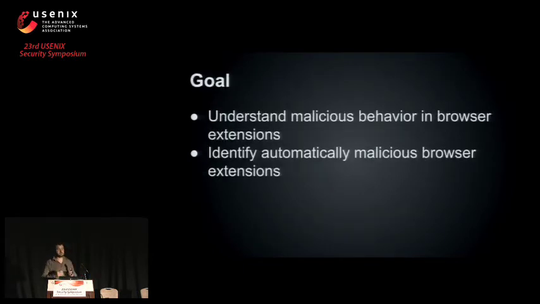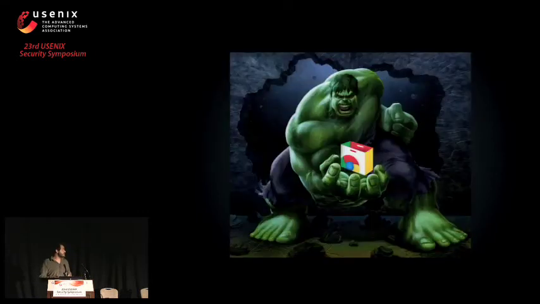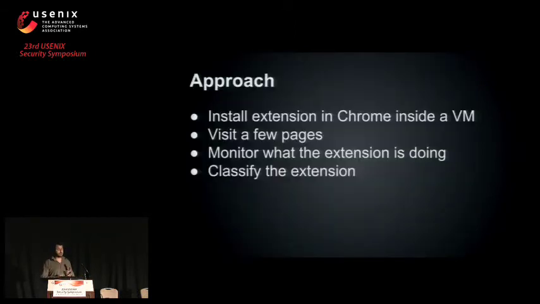The goal of this paper was to understand malicious behavior in browser extensions in general and to automatically identify these malicious browser extensions. For this, we built Hulk, a system that automatically analyzes extensions and identifies the malicious ones. The approach that we took was to install extensions inside a virtual machine that runs Chrome, visit a few pages, monitor what the extension is doing, and classify the extension.